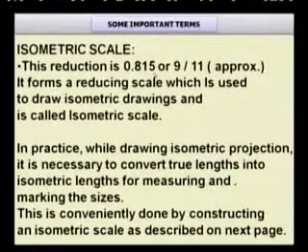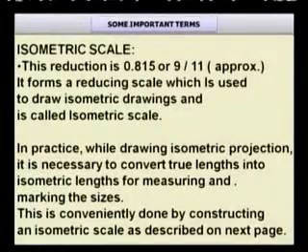0.815. So we are reducing the object from 11 parts to 9 parts. That is called isometric scale, and it will be approximately 0.815. So in isometric, the actual size will be reduced to 0.815 times the actual size. So that is isometric scale, and hence the scale used to draw an isometric drawing is called the isometric scale.